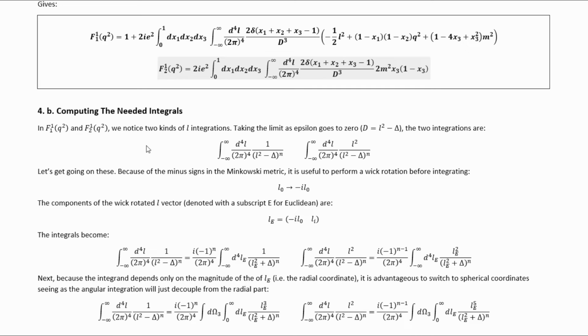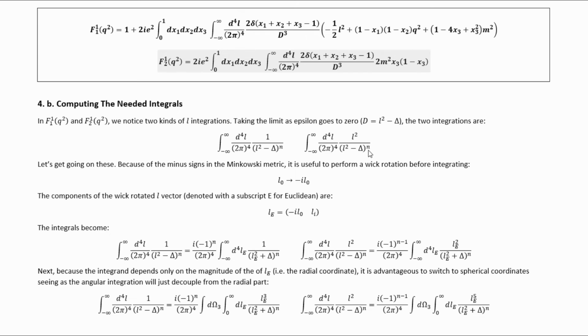By looking at them, we notice two kinds of L integrations. Taking the limit as epsilon goes to 0, so d equals L squared minus delta, instead of also having that i epsilon term there, the two integrations that we notice are these two. This is the most common one, it shows up in both, and then this one shows up in the f11 of q squared in addition to this one, whereas f12 of q squared just contains this one. In this section, we're going to compute these integrations.